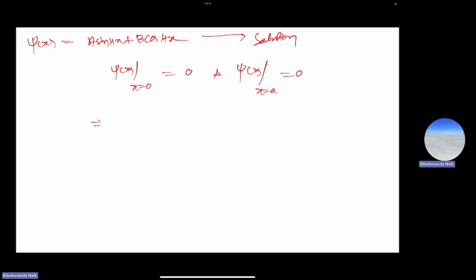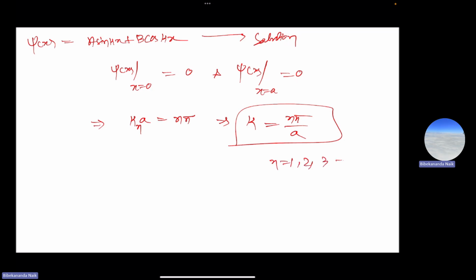In that case, if we solve, we will get k a equals n pi, or k equals n pi by a, where n starts from 1, 2, 3, because n can't be 0. When n equals 0, then psi x equals 0. That means the particle is not present, so it is not valid. Since we are talking about the states of the system, the particle should be present there. Since the wave function is becoming 0, the particle can't be present. That's why n can't have the value of 0.